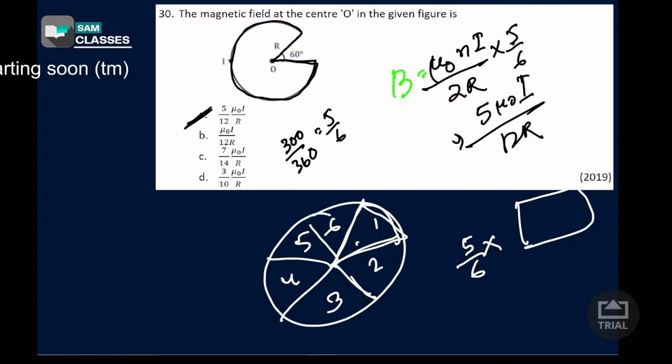Chalo, anybody has any doubt? Anybody has any doubt? Okay. Anybody has any doubt? Do tell me. Nobody has a doubt.